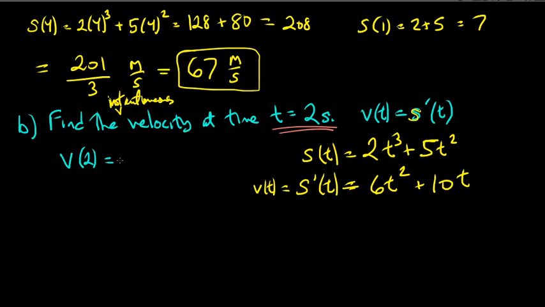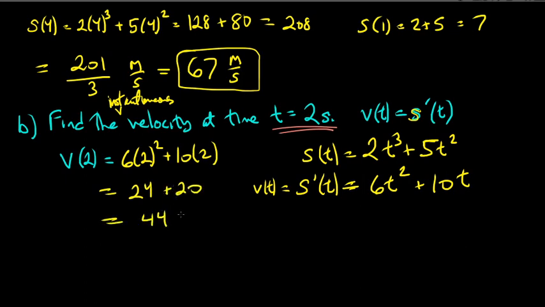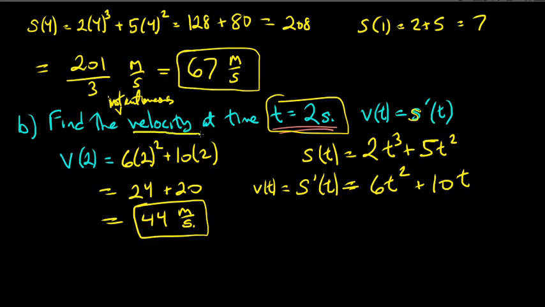So now, plugging in t equals 2, we get 6 times 2 squared plus 10 times 2. So 6 times 4, 24, plus 20. We get 44 meters per second. So that is how fast we're going at that moment. So that's derivatives as instantaneous rates of change. In this case, the rate of change of the position is the velocity.